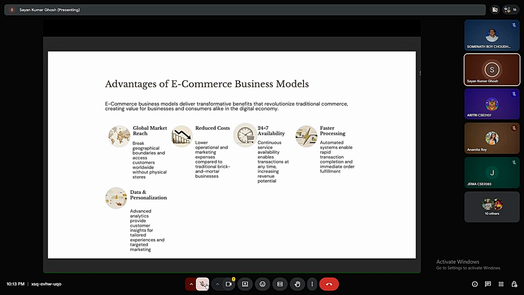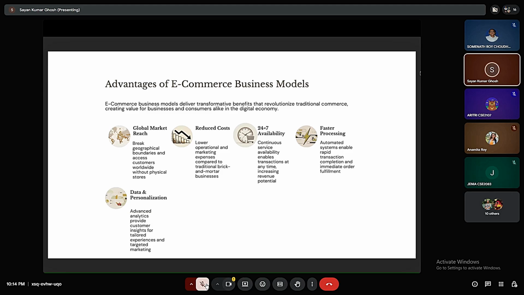Now, in this slide, we can see the advantages of e-commerce business models. The first advantage is global market reach. Businesses can sell products worldwide without opening physical stores. This breaks geographical barriers. Second is reduced cost. Online businesses save money on rent, staff, and infrastructure compared to traditional shops.